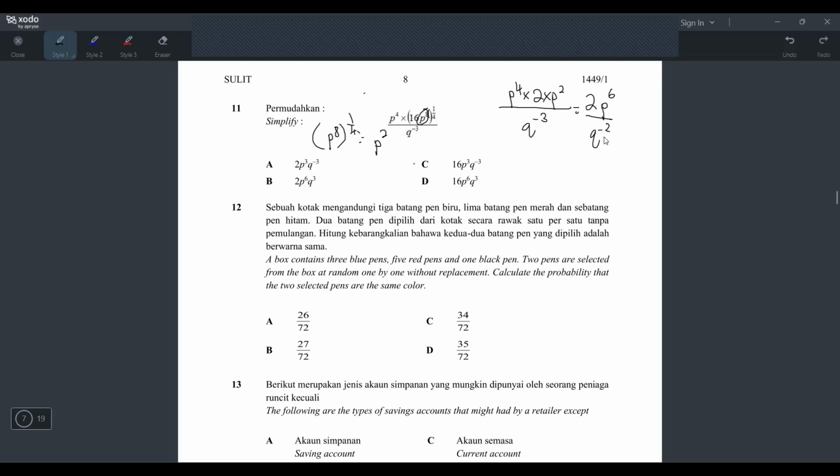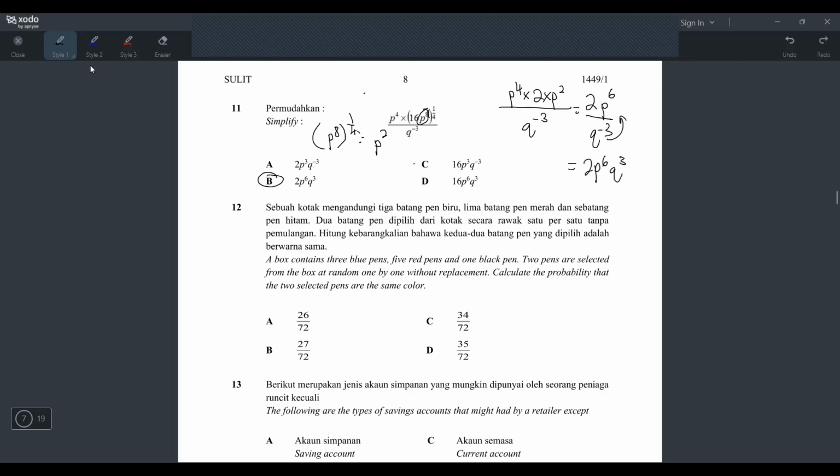And then over Q power negative 3. And did I mention just now, if the power is negative, what you can do? You can make it positive. How do you make it positive? You can move it up. So it will become 2P power 6. This one can move up. But when it moves up, the base does not change. The base stays the same. Only the power changes sign, becoming power 3. So that's why the answer is P.